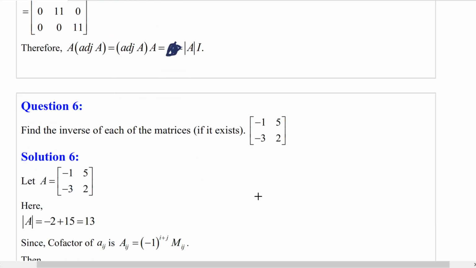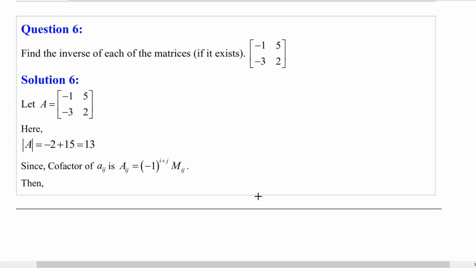Right. Okay. So question number 6. Find the inverse of each of the matrices if it exists. So it is not necessary that for a matrix the inverse always exists. We have seen in exercise 3.4 that for some matrices, the inverse did not exist, right? So now we'll learn something more about the inverse.